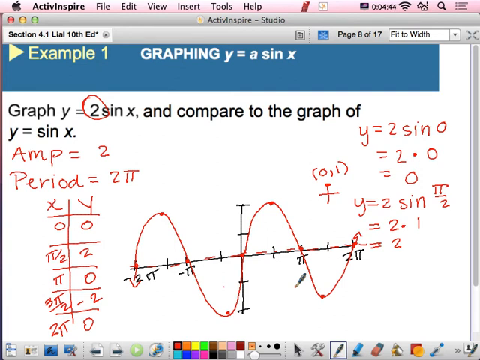Are you guys all caught up? Okay, so we're good. The A value controls how tall it is, how far from the midline it stretches. Now if A is positive, like it is right now, it'll go up first. But if I change that to a negative, it would go down first.